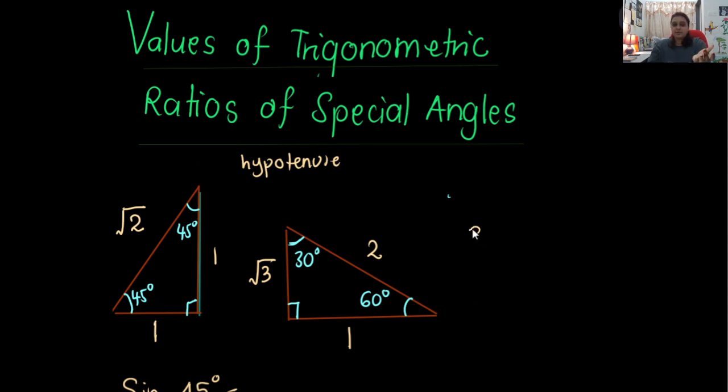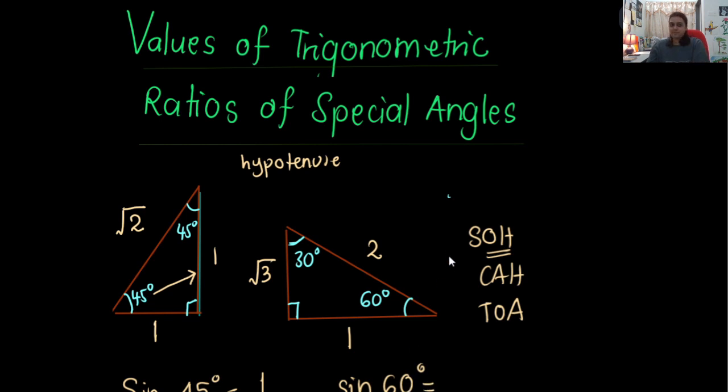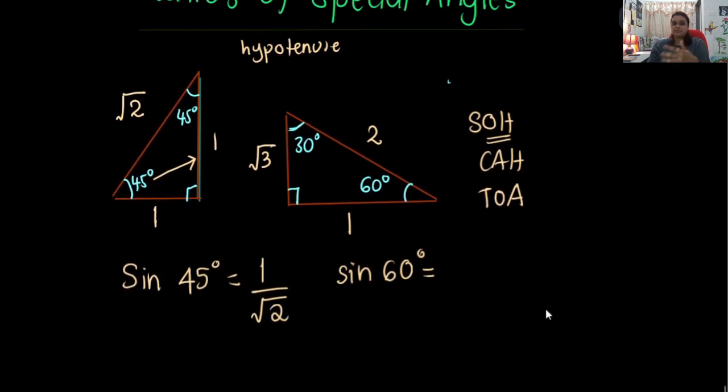Okay, sine here, we are going to use SOH CAH TOA. Sine is going to be opposite over hypotenuse. So let's say if I'm taking 45 degree here, opposite is 1, hypotenuse is square root of 2. So you already got 1 over square root of 2. Suddenly if I ask sine 60, you should be able to give the value also. Sine 60 should be opposite over hypotenuse. So opposite is square root of 3, hypotenuse is 2.